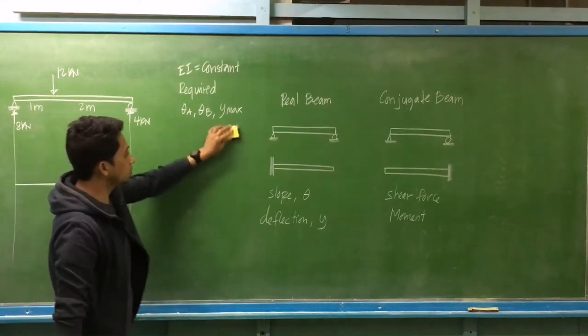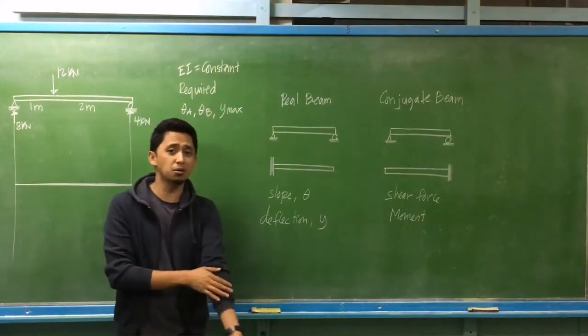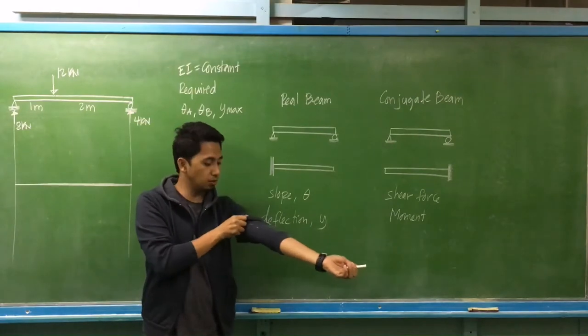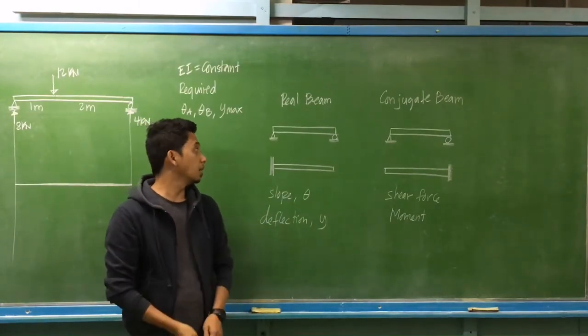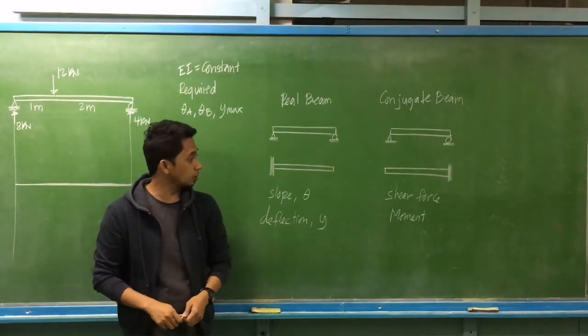And so let's proceed to the conjugate beam method. For this method, it is somewhat similar to the previous method, the area moment method. But before we proceed to an example, let's have a little introduction.